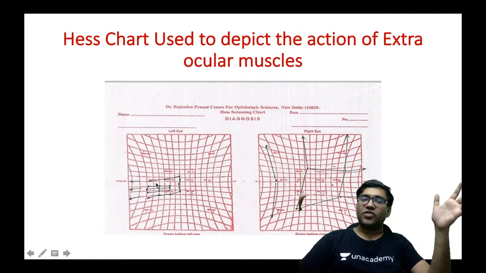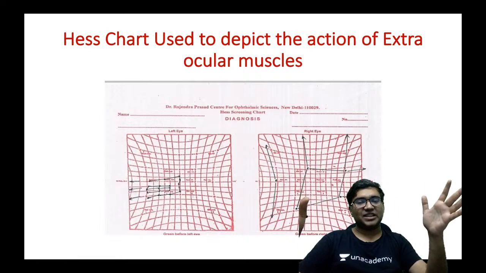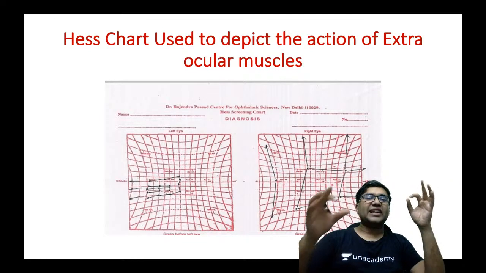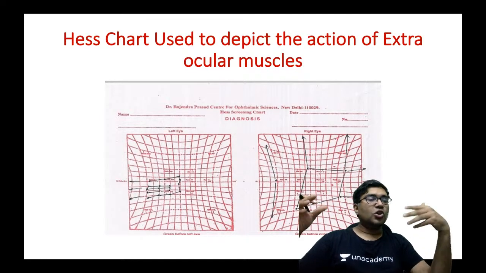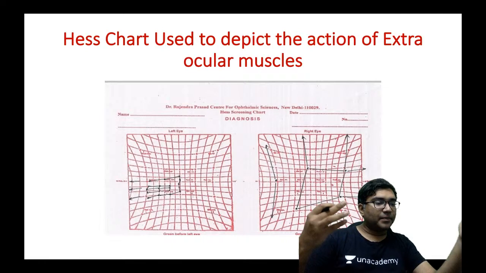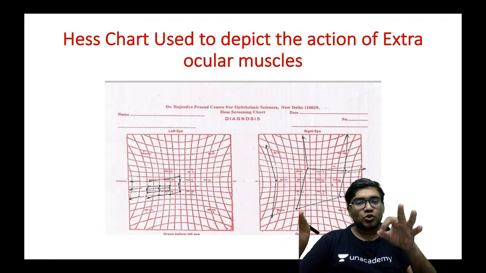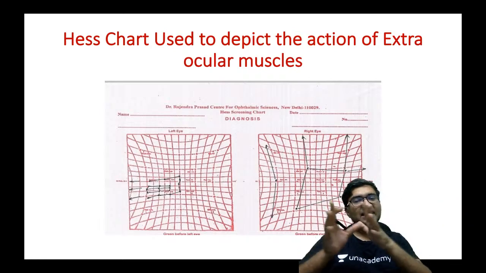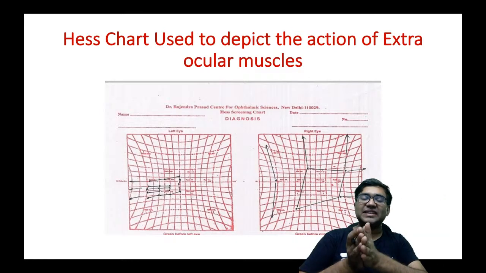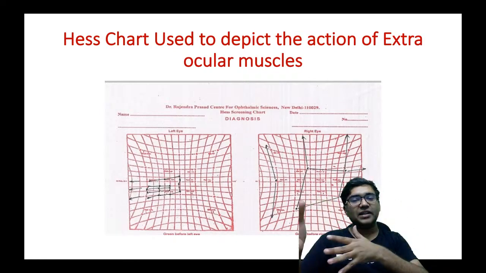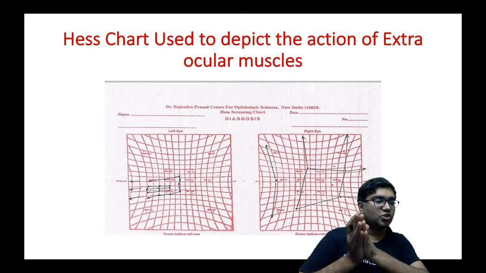So what is the use of the Hess chart? The Hess chart is used to see the action of extraocular muscles. If there is a paralytic squint, you can use this Hess chart to see whether there is a muscle which is acting or whether there is a muscle which is not acting.